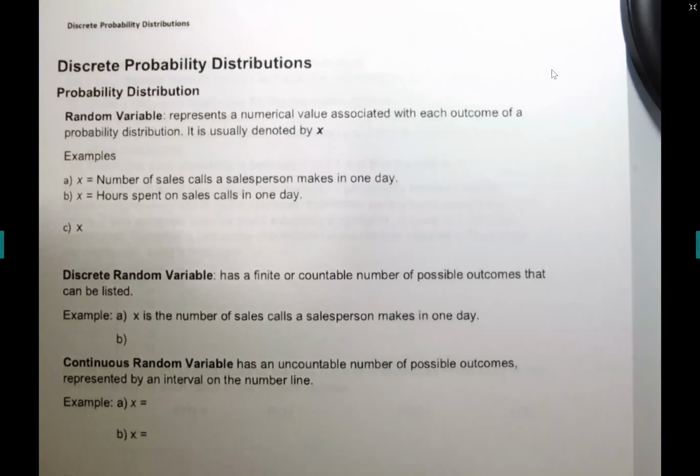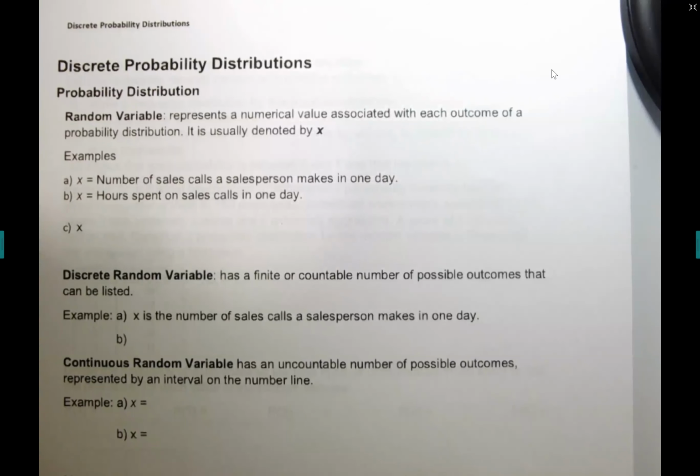Okay, what is a random variable? Variable means it changes. A random variable represents a numerical value associated with each outcome of a probability distribution. It's usually called X. Probably from algebra, this is the only thing that you're going to do, just know about X and Y. Example: number of sales calls a salesperson makes in one day.